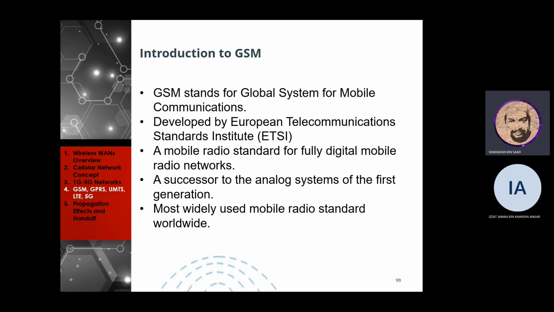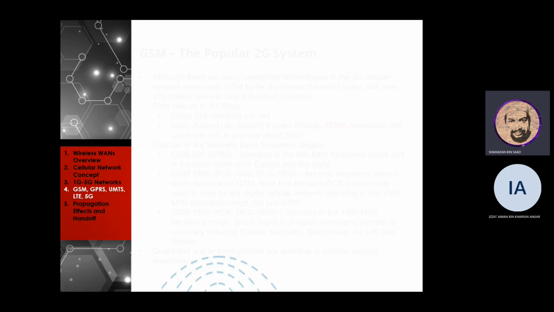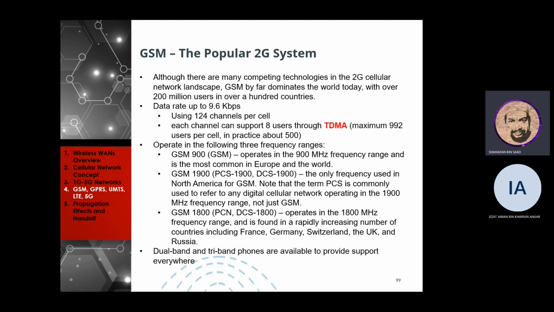Alright, GSM stands for Global System for Mobile Communication, developed by the European Telecommunications Standards Institute, or ETSI. It is a mobile radio standard for fully digital mobile radio networks, a successor to the analog system of the first generation. It is the most widely used mobile radio standard worldwide. So GSM is the popular 2G system. Although there are many competing technologies in the 2G cellular network landscape, GSM by far dominates the world today with over 200 million users in over 100 countries.